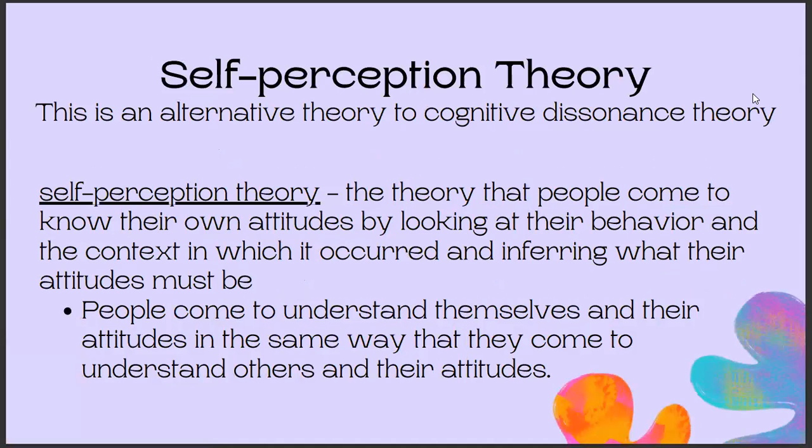Okay, next is self-perception theory, and this is kind of a counter or an alternative theory to cognitive dissonance theory. This is the self-perception theory, the theory that people come to know their own attitudes by looking at their behavior and the context in which it occurred and inferring what their attitudes must be. So this is saying, I'm going to look at my behavior, and based off of that, I'm going to understand my thoughts and beliefs.